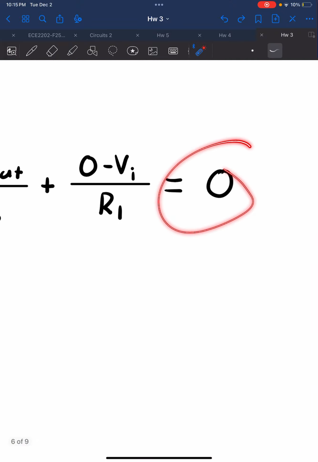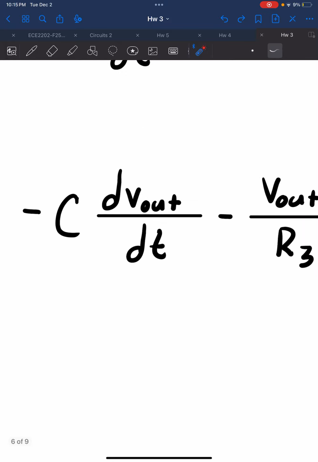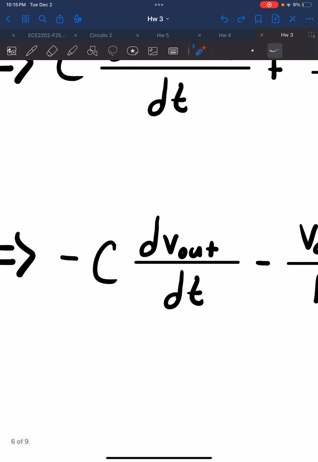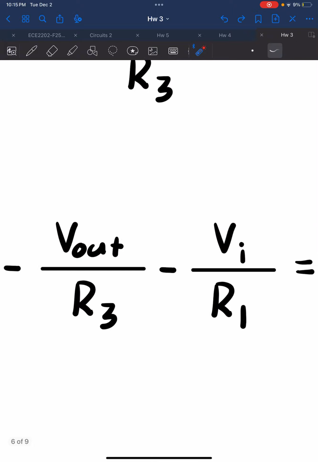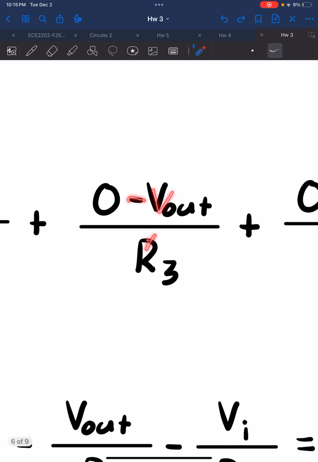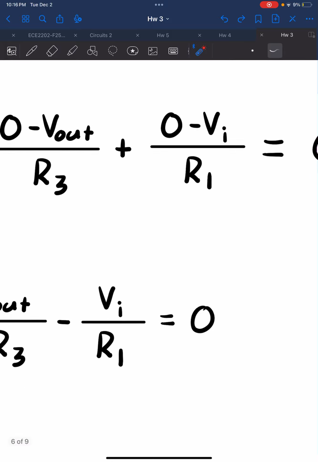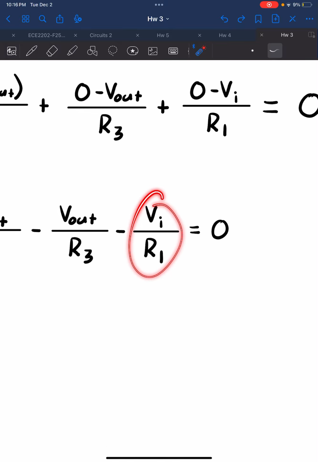So once we have this equation, we can go ahead and start doing some rearranging. All I did was get rid of the 0 and took this negative and put it outside. So kind of just basic algebra. Negatives on the outside, C dV out/dt, and this is the derivative of V out with respect to time, right? This right here is just V out over R3, again negative V out. And then this term is exactly the same. We have a negative V in right here. So I just got rid of the 0 and we get this.